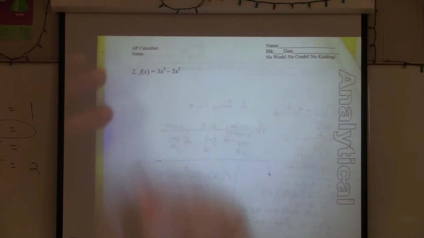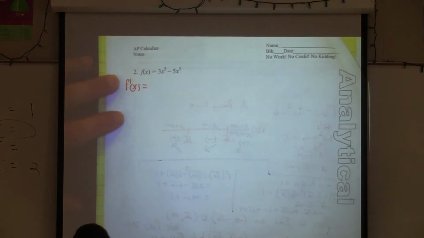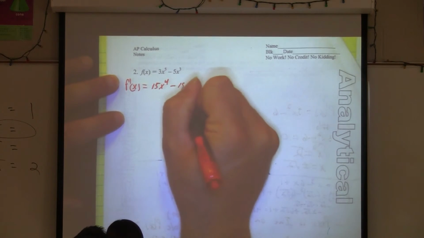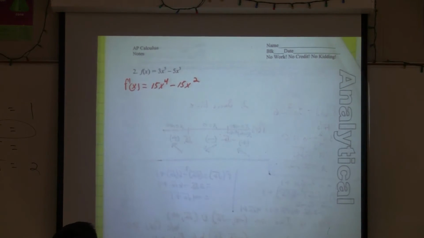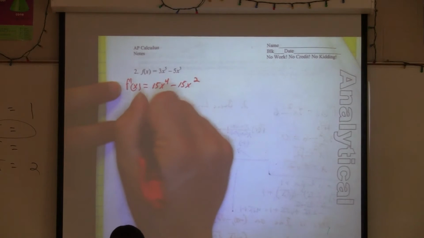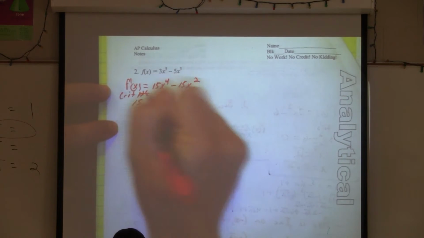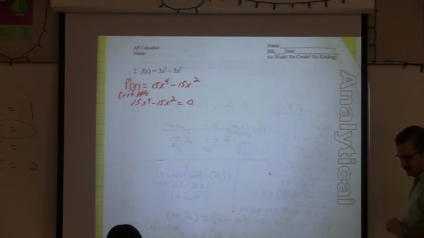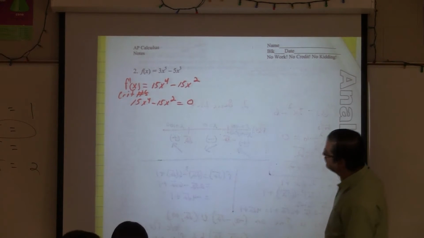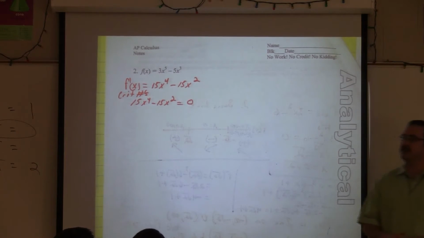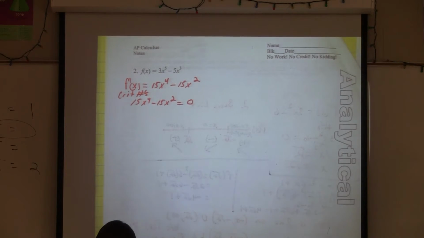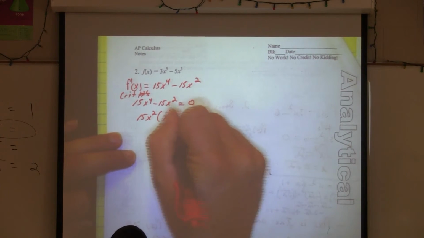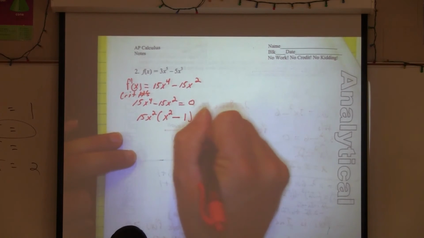Alright, so find the derivative. Let's go. What is it? 15x to the fourth minus 15x squared. Now what do I do? Set it equal to 0, so I can find my critical numbers. So 15x to the fourth minus 15x squared equals 0. Okay, how do I solve that? Still have kids having trouble knowing what to do when they run into a problem. Factor out 15x squared, good. So we take out a 15x squared, what are we left with? X squared minus 1 equals 0.